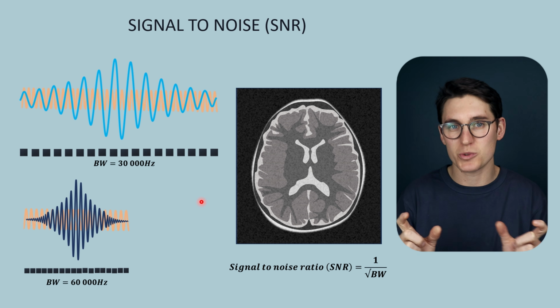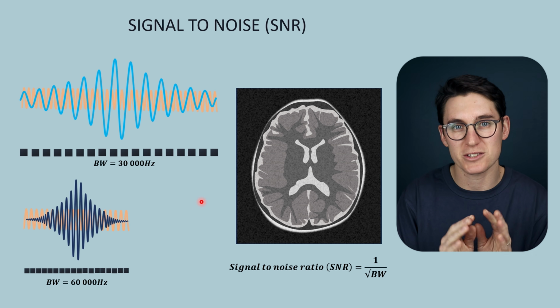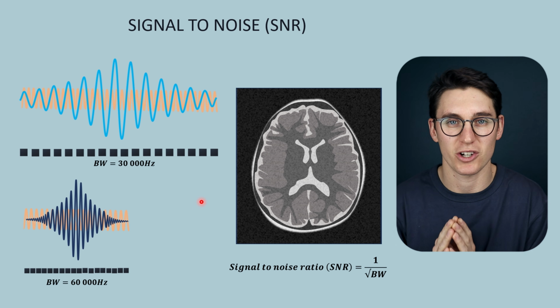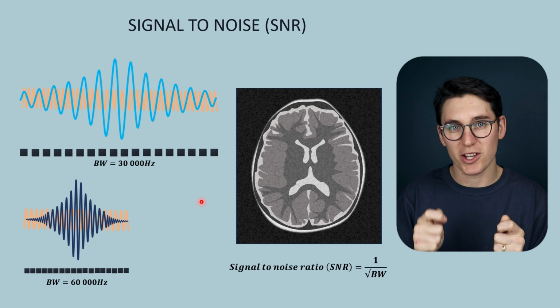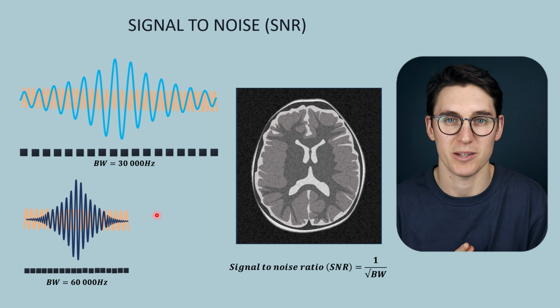The same thing goes with increasing our matrix size. We get better resolution by getting smaller pixels, but we're going to get more chemical shift artifact. And these are trade-offs that we need to make when deciding on the parameters that we're going to use in order to acquire this MRI image.